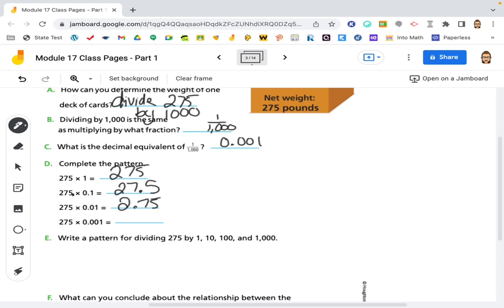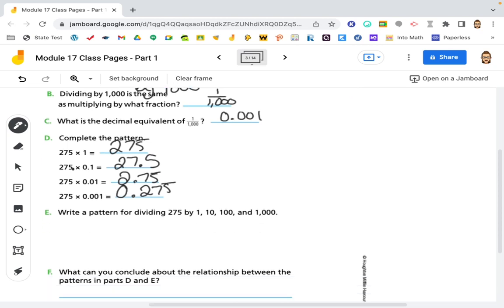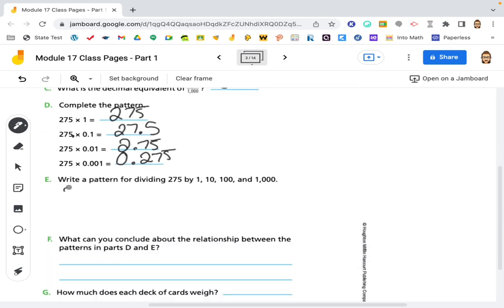And then we have 275 times 1/1,000. Means we're moving our decimal point 3 places to the left. So we're going to have 0 and 275 thousandths. So write a pattern for dividing by 1, 10, 100, and 1,000. Well, it's going to look very similar. So we're going to have 275 divided by 1. It's going to equal 275. 275 divided by 10. Oops, not multiplied.